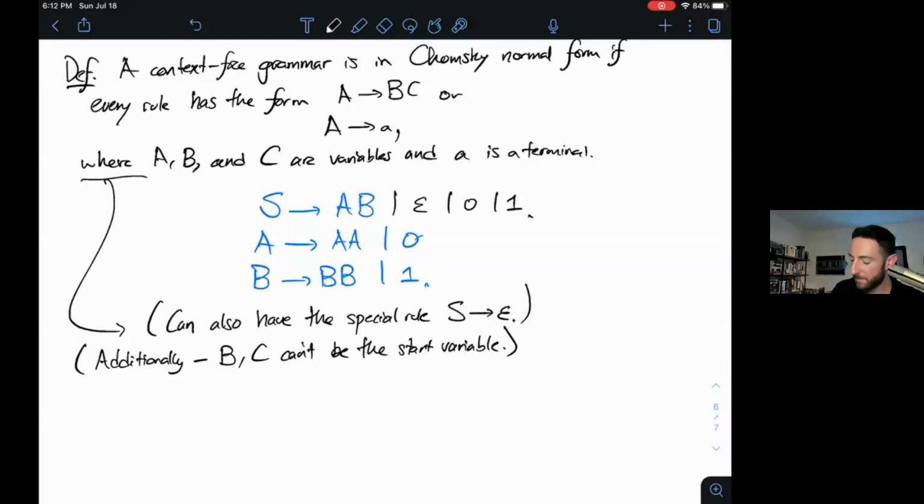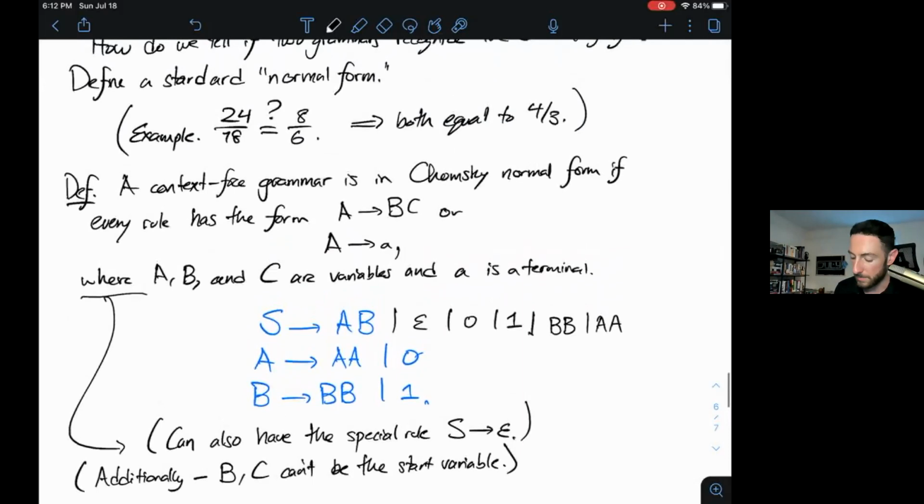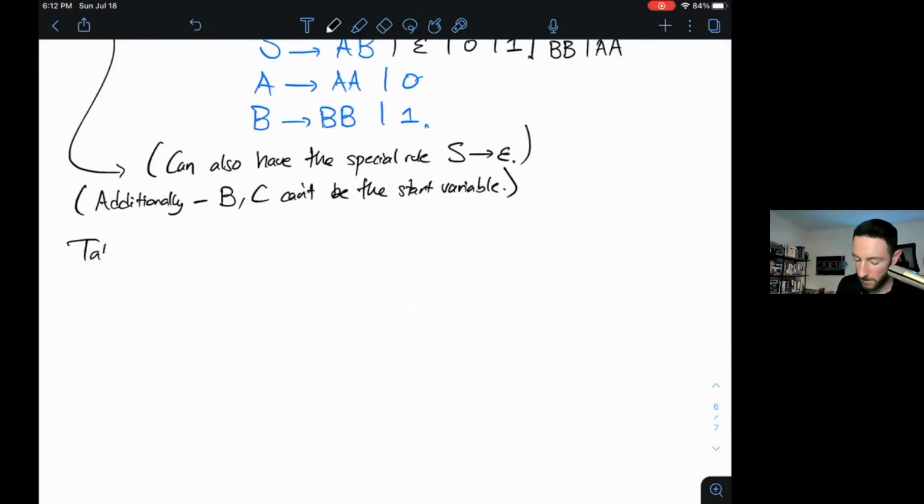Just checking my work here. I think we also want to have a couple of rules, BB and AA. We end up with a long first set of rules just to make sure we can get all of the possible combinations of zeros and ones. But this conversion is not the most important thing right now. The important thing, since we're not going to use Chomsky Normal Form much, is the high-level takeaway. The takeaway is that CFGs have a nice normal form.